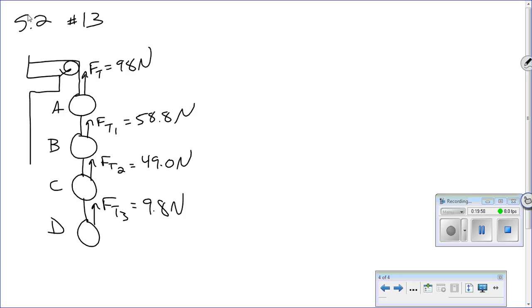So if you focus just on disk D, the force of tension number 3 is 9.8 newtons. Tell me something else I know about this disk. You skipped a couple steps. What do you got, Kelly? The force of gravity is acting on it, and it's 9.8. How do you know the force of gravity has to be 9.8? Because its acceleration is 9.8.